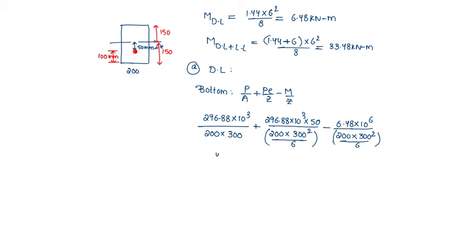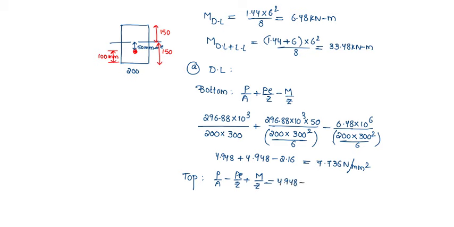Individually the values are 4.948 plus 4.948 minus 2.16. The value is 7.736 Newton per mm square. Whereas at the top it will be P by A minus PE by Z plus M by Z, that is equal to 4.948 minus 4.948 plus 2.16. So this will be 2.16 Newton per mm square.